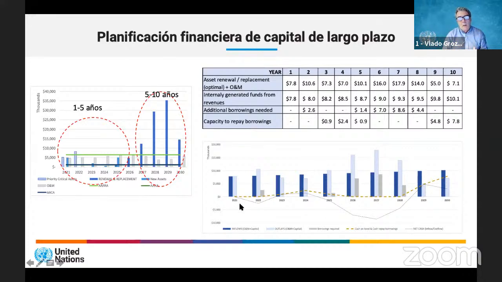We will see later on. There are the key indicators when we have the balanced plan, financial, what we should do and what we can do internally, which is internal generated funds from the revenues which the municipality has.